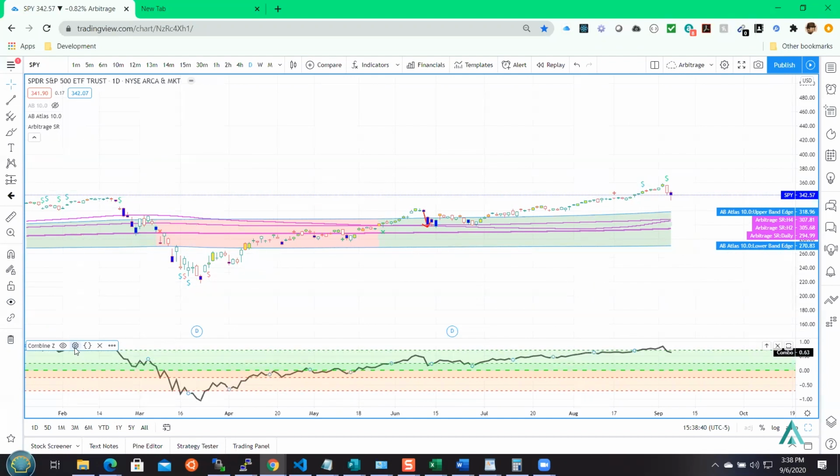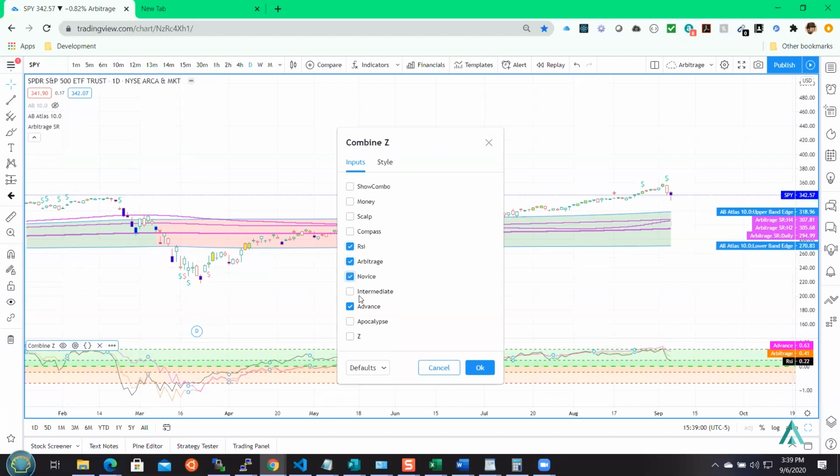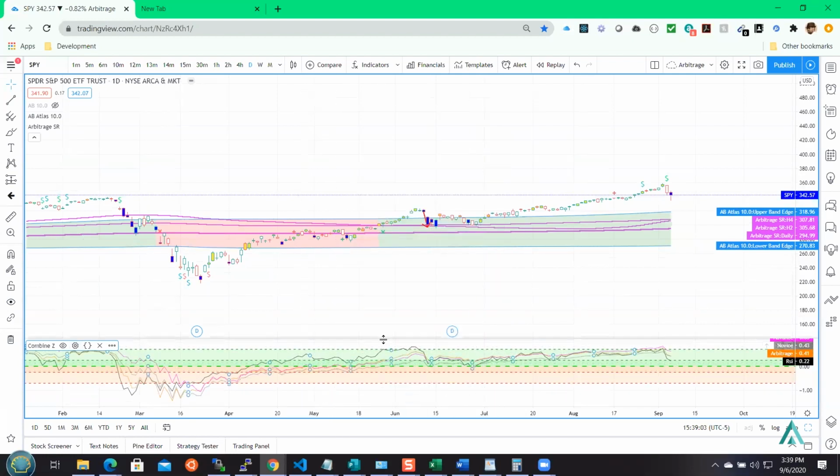Z combined also has the ability that says, okay, Royce, you told me there are 10 bands in the system. That's great. I should be able to see them all. If I turn off show combo, it shows me the pink to match the pink line that we're watching. If I turn on RSI, Arbitrage, Novice, I have all these other bands whose probability I'm watching, and that can become a little cumbersome and meddlesome for me trying to interpret what's going on in the system.